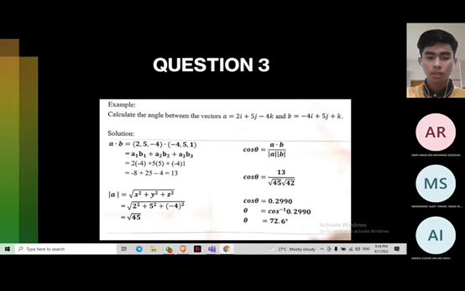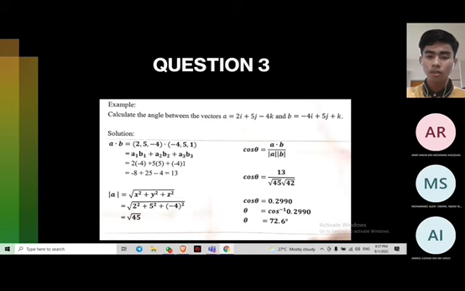Magnitude A sama dengan, kita boleh menggunakan formula punca kuasa 2 X kuasa 2 tambah Y kuasa 2 tambah Z kuasa 2. Kita akan dapat punca kuasa 2 negatif 2 tambah 5 negatif 2 tambah negatif 4 kuasa 2. Kita akan dapat 45, punca kuasa 45. Seterusnya cos theta sama dengan A dot B per magnitude A magnitude B. Cos theta sama dengan 13 per punca kuasa 2 45 punca kuasa 2 42.